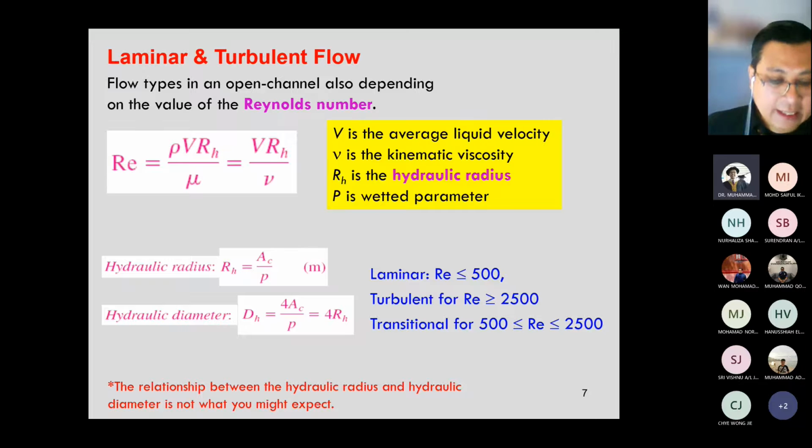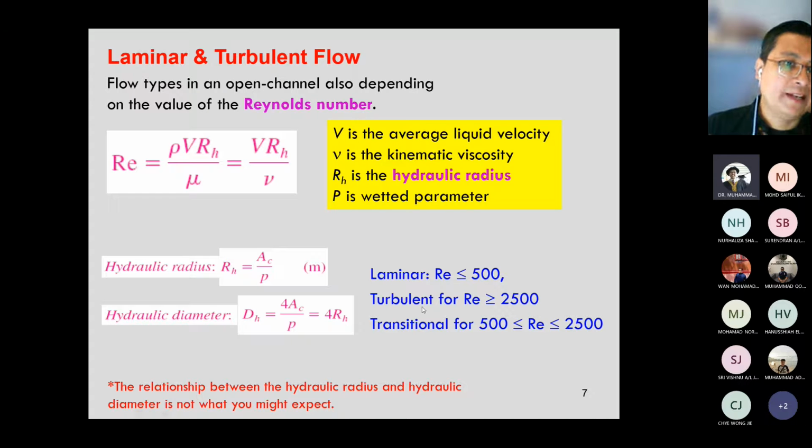Okay, now we go to the understanding of laminar and turbulent flow, similar to the closed channel. We can use this parameter to measure the open channel, but there are several differences compared with measuring in the closed channel. So we still use the Reynolds number to measure the condition of the flow: laminar, turbulent, or transition. How the measurement differs between the open channel and closed channel, we will check.